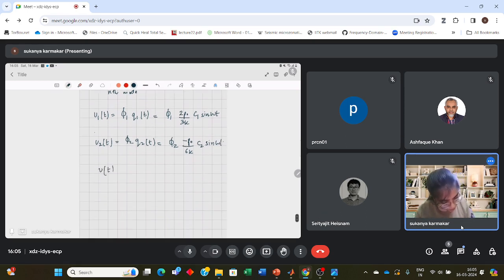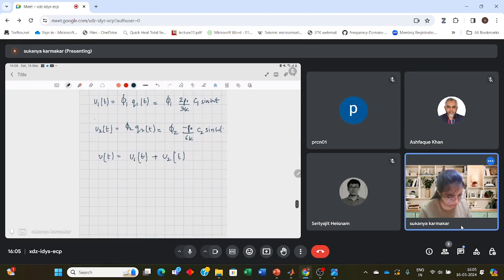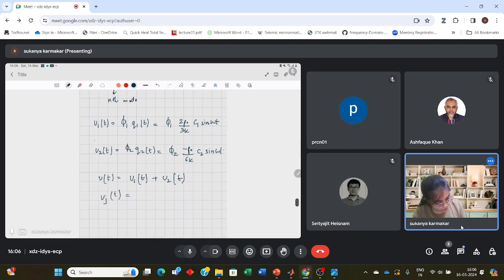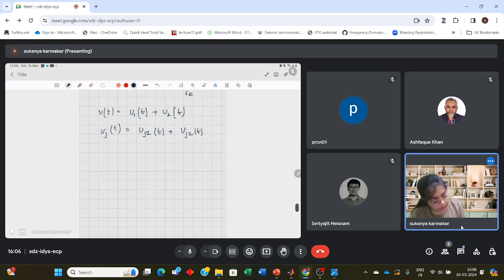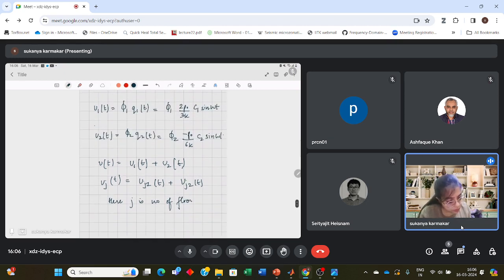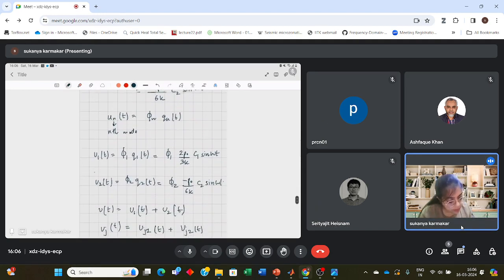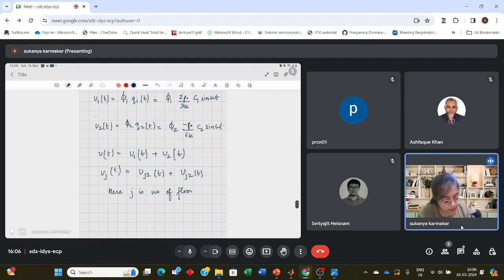Now, total U will be the contribution from the first mode plus the contribution from the second mode. Or we can say for the jth floor, this is the contribution to the jth floor from the first mode plus the contribution to the jth floor from the second mode, where j is the number of the floor. So let me substitute phi 1 and phi 2 and get U1 and U2. Let's get the complete expression.